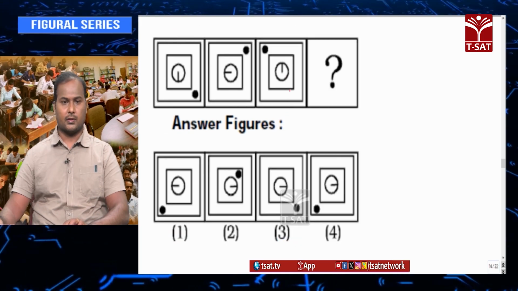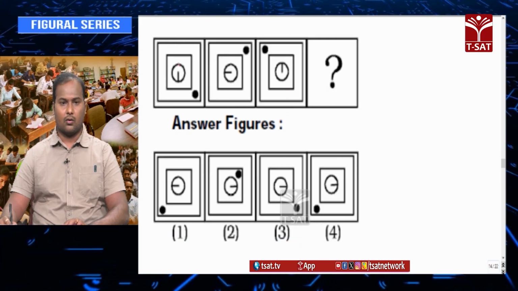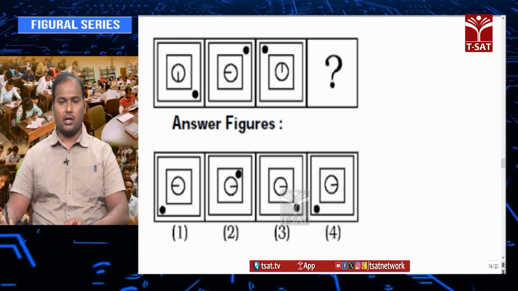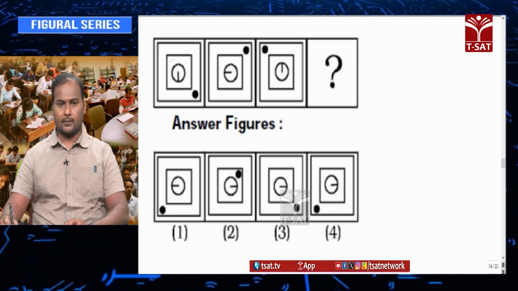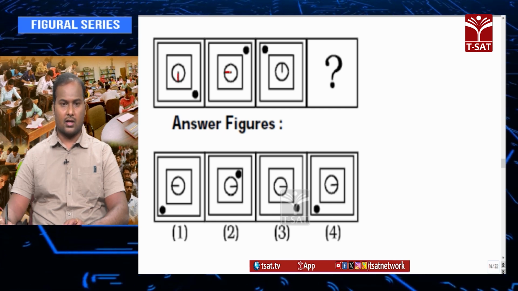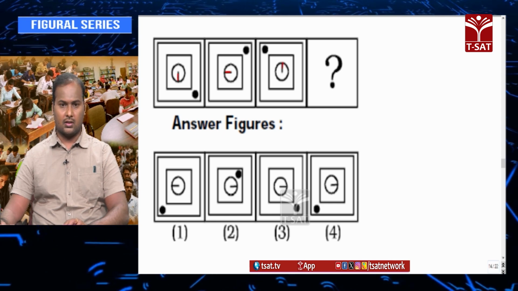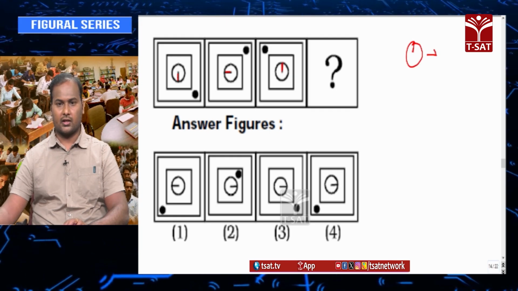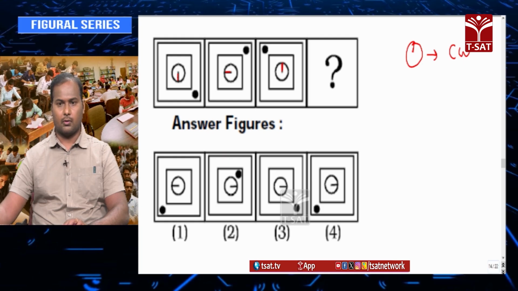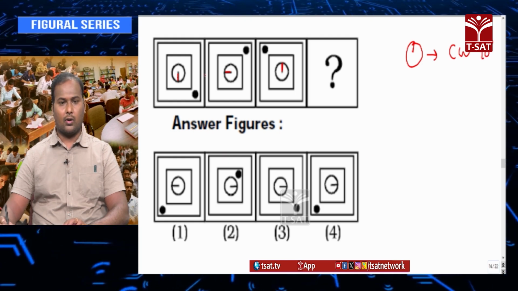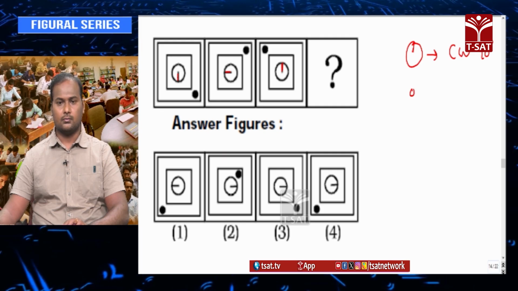In this particular question, you have two changes. One is inside circle and outside dot. You need to check out how this circle is rotating. Simply initially this line is at the bottom. Now this line is showing on the other side. This is on the other side. Means this particular circle is moving in which direction? Clockwise by how many degrees? 90 degrees.